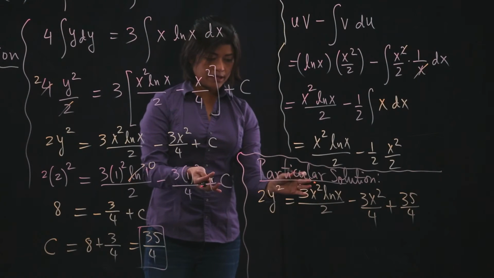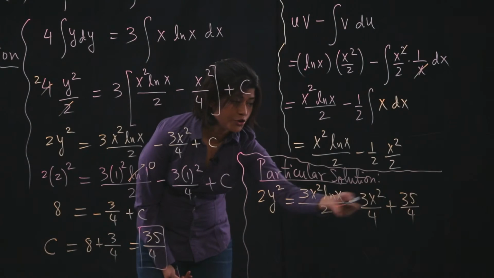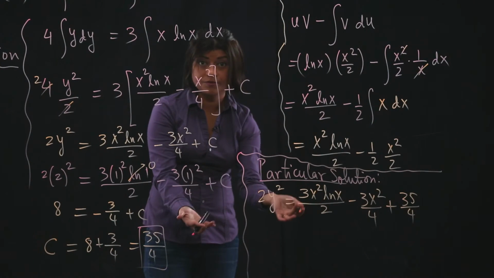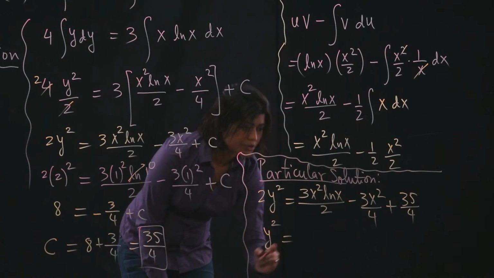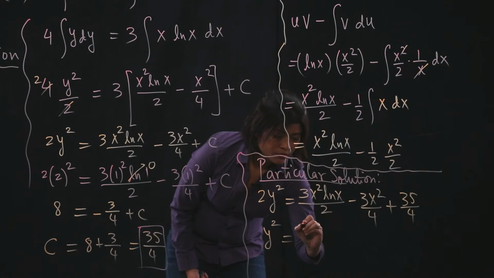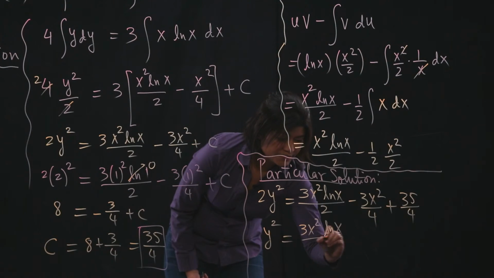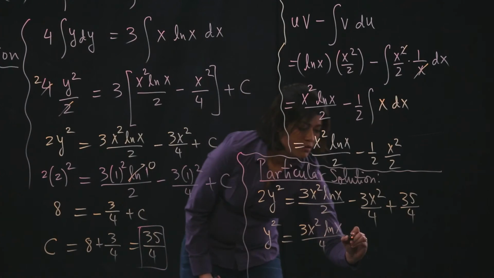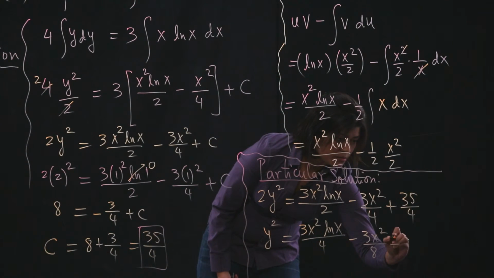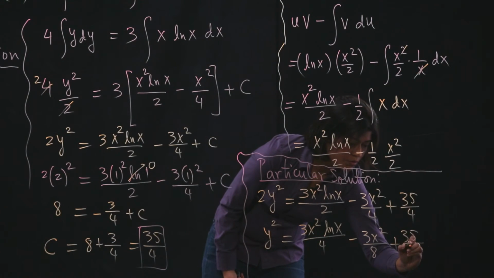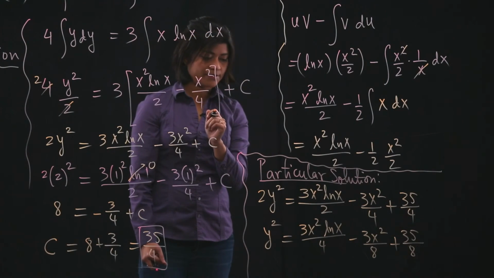Okay, let's rewrite one more step. So what I can do is I can divide by 2 both sides. So y squared will be free of any constant. Okay, so we'll have y squared is equal to 3x squared natural log of x divided by 4 minus 3x squared divided by 8 plus 35 over 8.